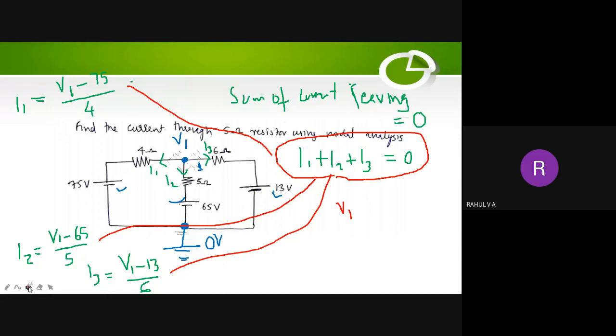So how to do that? V1 minus 75 by 4 plus V1 minus 65 by 5 plus V1 minus 13 by 6 equal to 0.